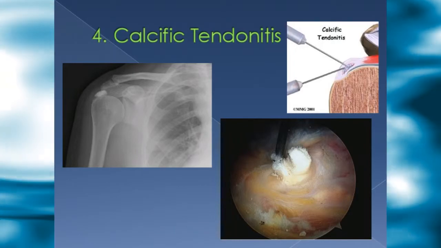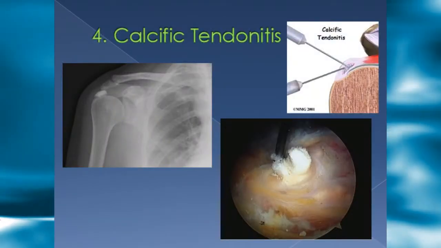Normal tendon should not have any calcium in it. Normal tendon is like thick tissue, almost like leather, but it doesn't have any calcium. So if you come in, your shoulder's been killing you, hurting like crazy, and it just started overnight or a day or 2 ago, and we take an x-ray and we see this.